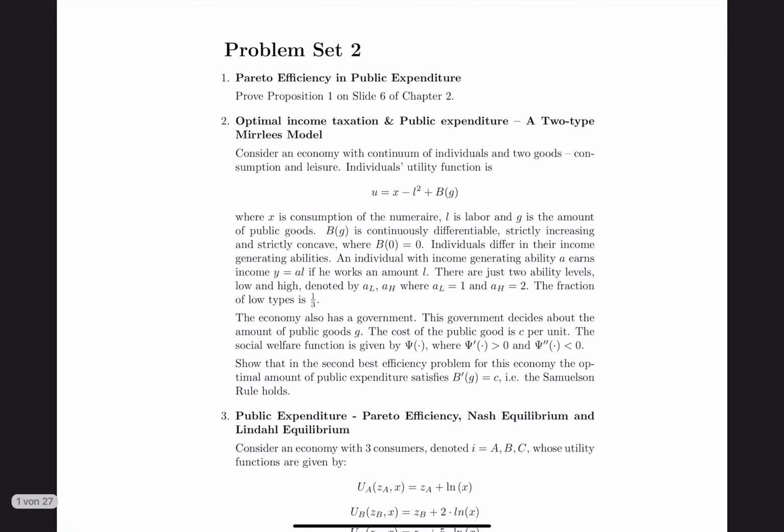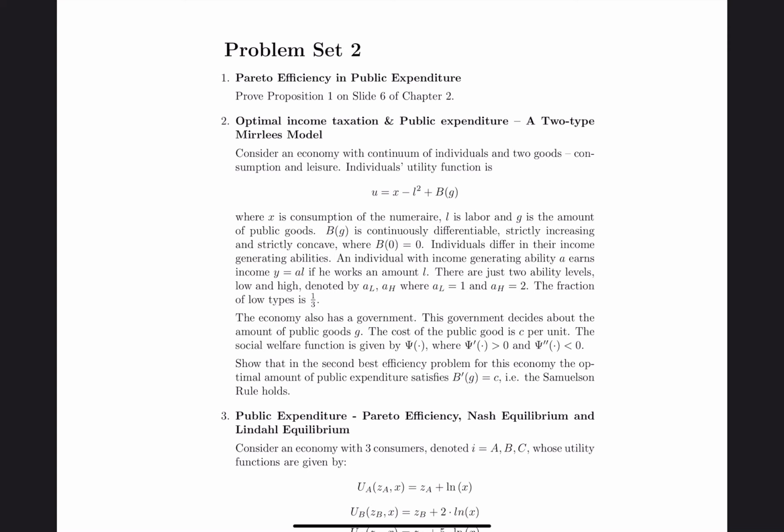So in exercise number 2, we deal with a problem which is similar to a problem that we solved 2 weeks ago, if I remember correctly, or 3 weeks ago. So we had the two-type Mirrlees model where we dealt with optimal income taxation. And what we do now in exercise 2 of problem set 2 is that we add public expenditure into the model. So everything remains basically the same compared to the model that we had in problem set 1.